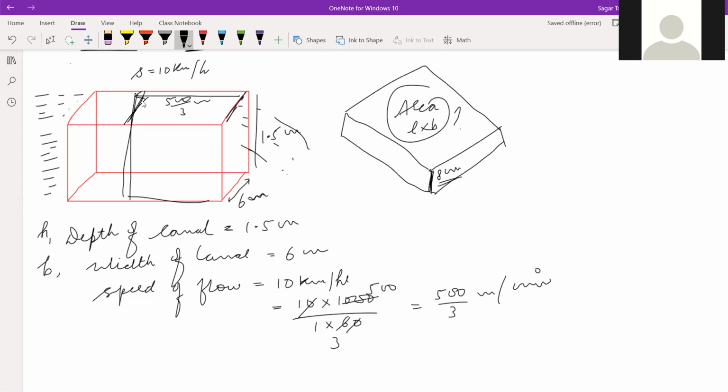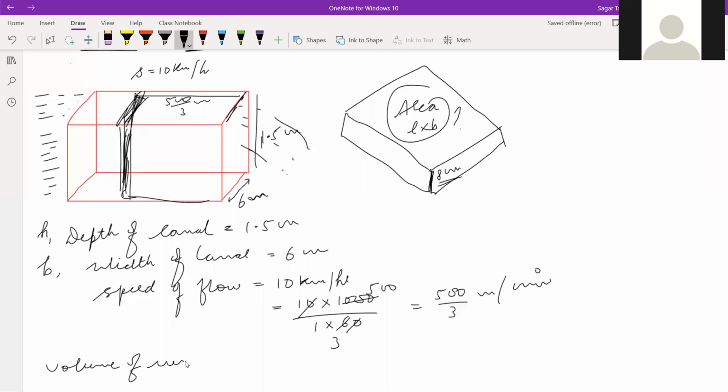Okay, so let us cut this canal into a cuboid, because in 1 minute the length is limited. So in 1 minute this much of water falls, which means length will be 500 by 3, height will be 1.5, and breadth will be 6. So length, breadth, height we know, so we'll be able to calculate the volume of water that will fall in 1 minute.